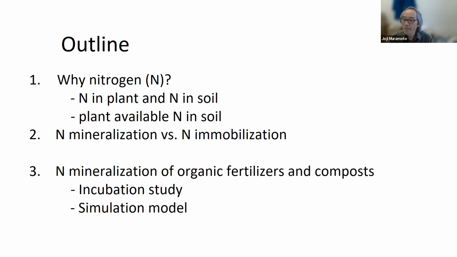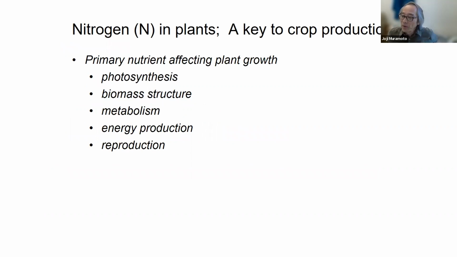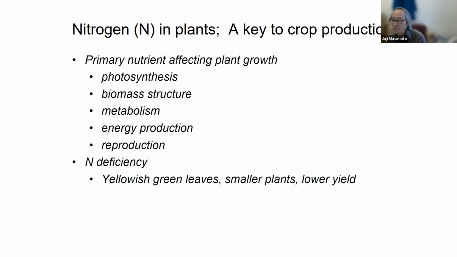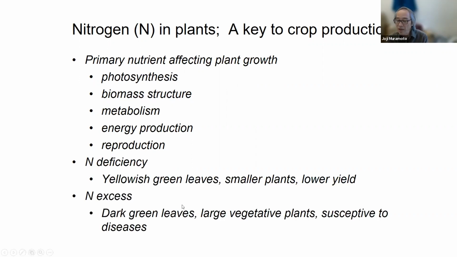Let's get started. So nitrogen, why nitrogen? Nitrogen is important, key to crop production, because plants need nitrogen for multiple functions: photosynthesis, biomass structure, metabolism, energy production, reproduction. Every process needs nitrogen. So when nitrogen is deficient, plants tend to have yellowish green leaves because of the lack of chlorophyll, and smaller plants and lower yield. But when you have excess nitrogen, plants tend to have darker green leaves, large vegetative plants, and sometimes become susceptible to diseases too.